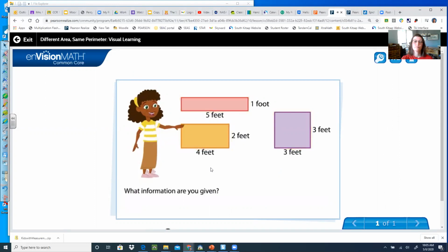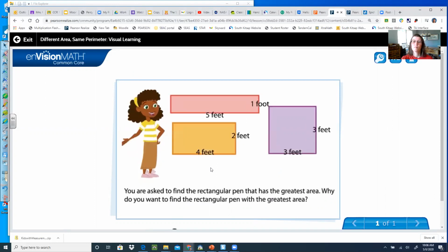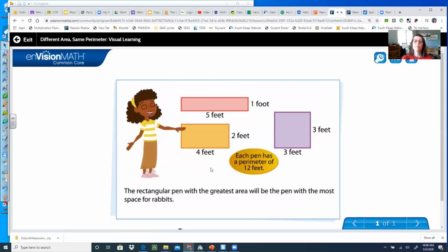What information are you given? You are given the dimensions of 3 different rectangular pens. What are you asked to find? You are asked to find the rectangular pen that has the greatest area. Why do you want to find the rectangular pen with the greatest area? So the creature will have the most space. The rectangular pen with the greatest area will be the pen with the most space for rabbits.